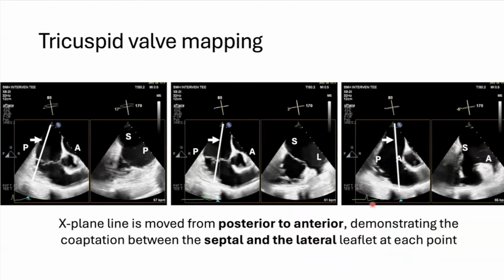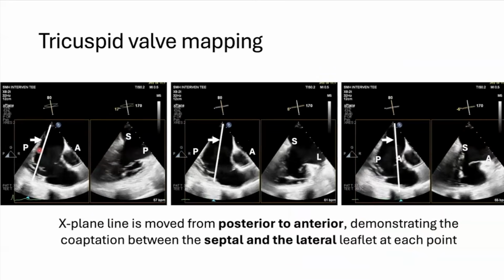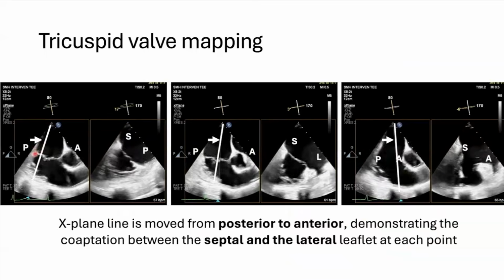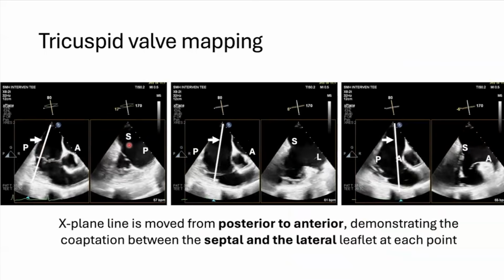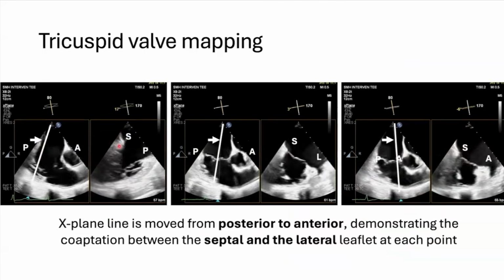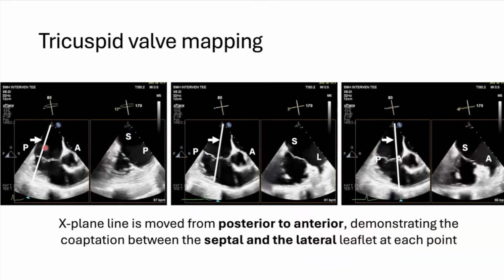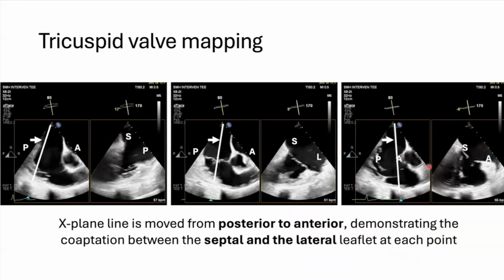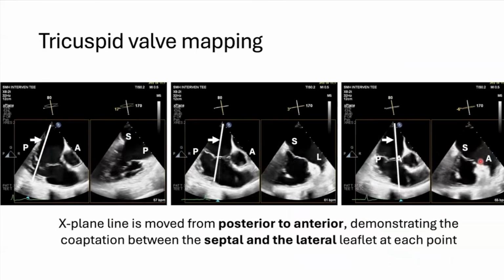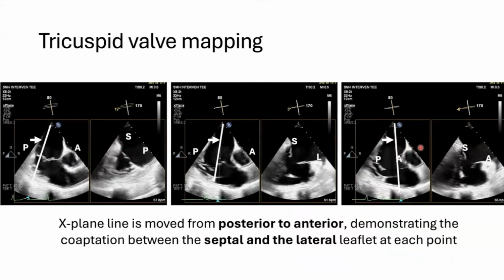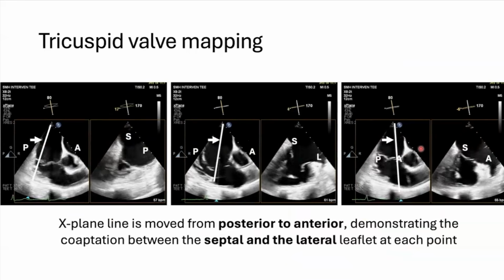And so you could start by going posteriorly with your X-plane imaging, again, starting from where you know where you are. So we know we're posterior here, and that produces a septal leaflet always on the left, and the posterior leaflet always on the right. And so we can go from posterior to the middle of the valve to the anterior aspect of the valve and see how the coaptation is between the leaflets by mapping the valve in an organized fashion.